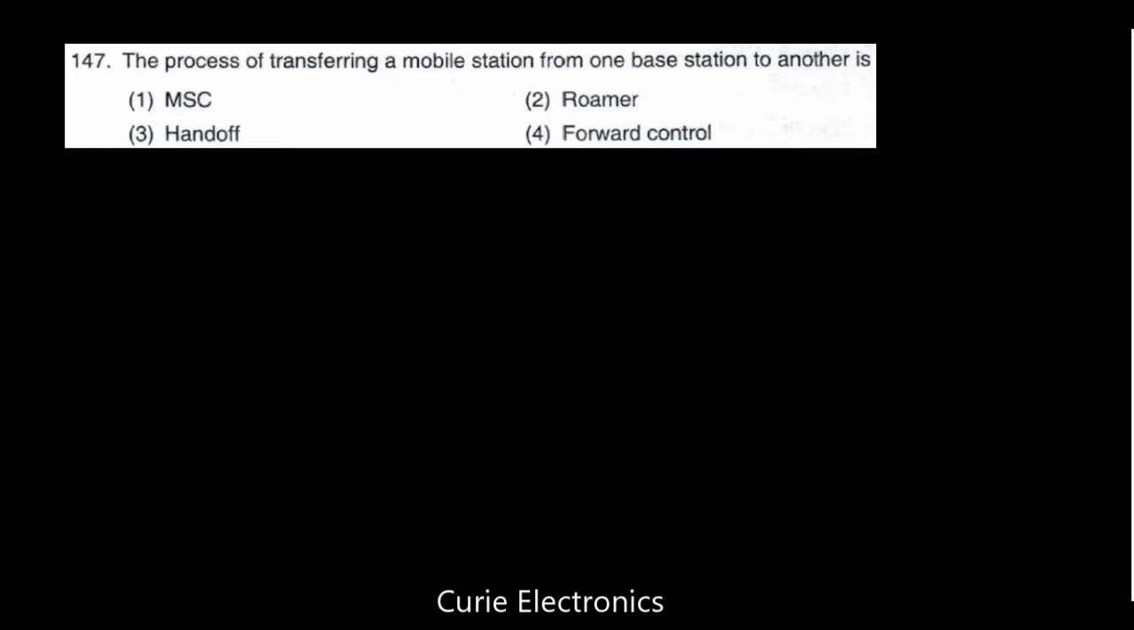Question number 147. The process of transferring a mobile station from one base station to another is the handoff. Your mobile handset communicating changes over from one station to another. That is handoff. This is also known as handover. Both are the same.